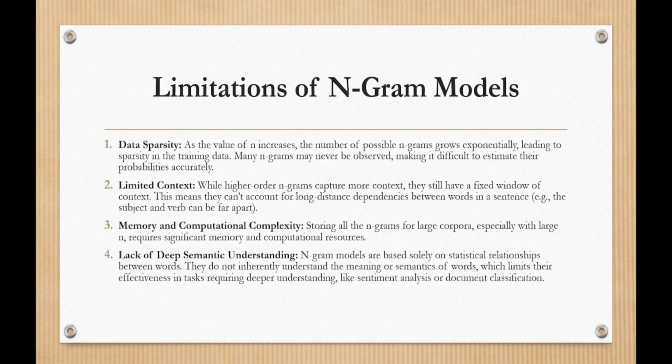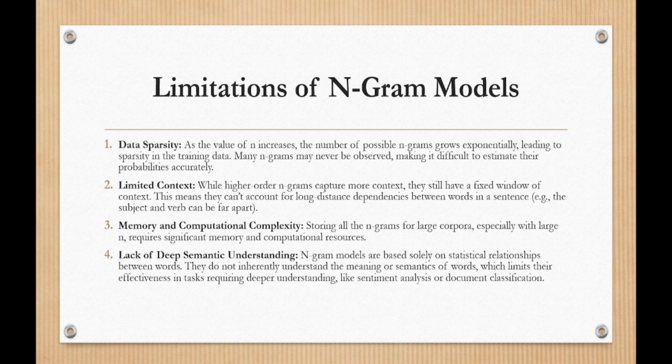Now, our last topic: limitations of n-gram models. Data sparsity. Imagine you have a huge book of words and you are trying to find all the word pairs, triplets, or even longer sequences. As n gets bigger, the number of possible word combinations increases a lot. This means many of the combinations won't even appear in the book, leaving a lot of empty spaces where the model can't learn anything. This makes it harder to predict those unseen combinations.